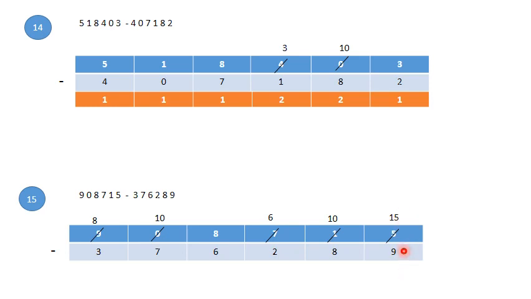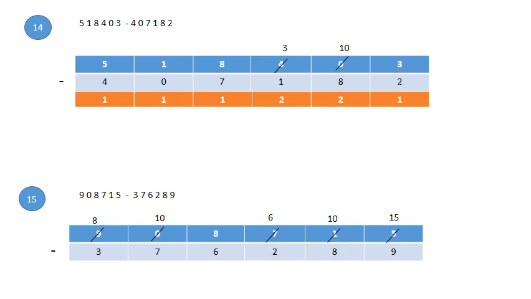15 minus 9, from 10 count on finger till 15. How many fingers will come? That will be the answer. 10, 11, 12, 13, 14, 15. So what is your answer? 6. Very good.